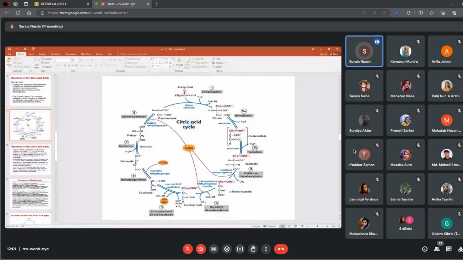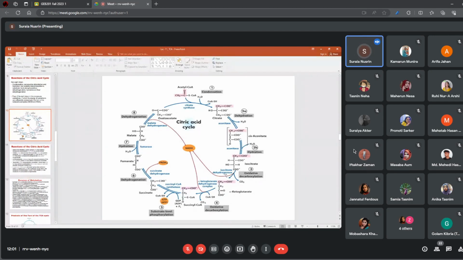Okay, so this cycle, the TCA cycle, is common for all the nutrients. Whether it is glucose, amino acid, or fatty acid, all of them will be oxidized into acetyl CoA, which will enter the TCA cycle. Now, because this is a cyclic metabolic pathway, the starting material is always regenerated.